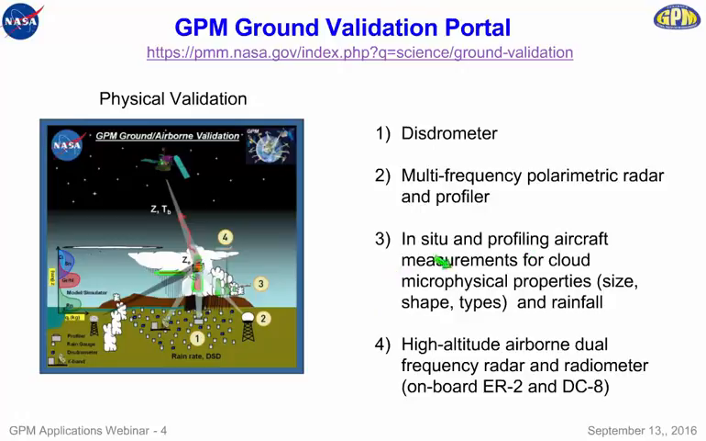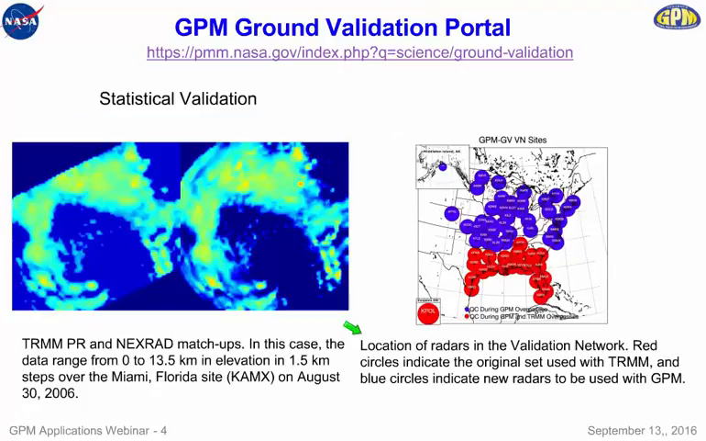They measure cloud properties, microphysical properties to come up with size and shapes and types of hydrometeors in clouds and rain. So they help improve algorithms, especially for radar and radiometer. And then there are also high altitude airborne dual frequency radar and radiometer. They fly on NASA ER2 and DC-8 aircrafts. And these data are collected and then algorithms are validated and updated based on the information.